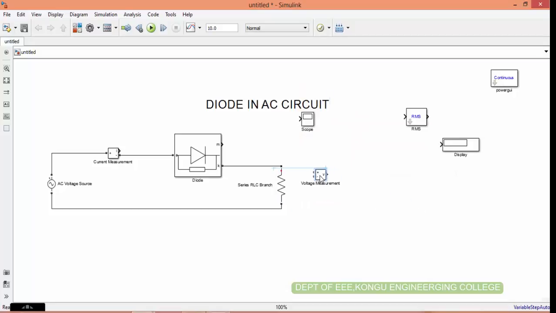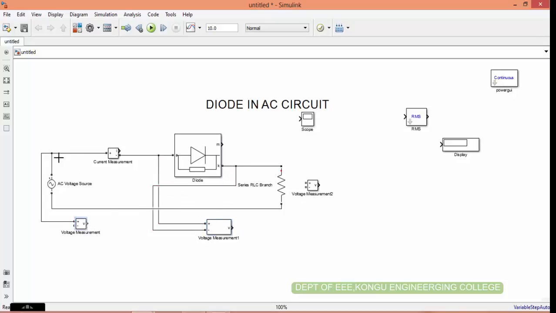Next, measurements. Now I am going to have three measurements. One across the source, the second one across the diode, and the third one across the load.